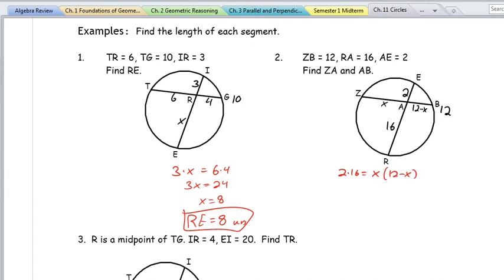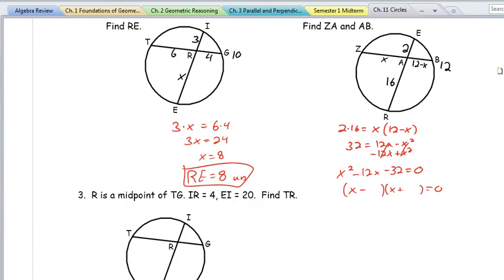You guys probably are going to see what's going to happen. 32 equals 12X minus X squared. Since that's a negative X squared, I'm actually going to move everything to the left side so I don't have to deal with that later on. So I'm going to have positive X squared minus 12X minus 32 equals 0. So I'm going to have X minus some number, X plus some number equals 0. I know it's going to be a negative and a positive because it's a negative product.